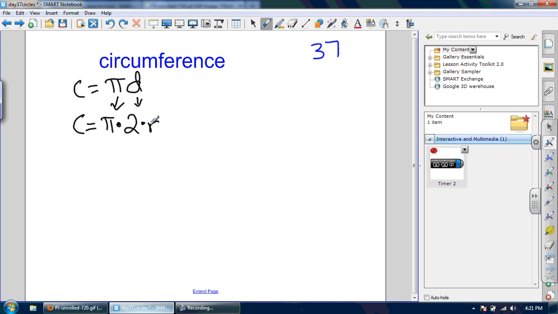Right? So this is correct, but usually the way we do it in math is they try to put the regular numbers first, and then pi, which will never change, so it's constant, come after 2 times pi, and then radius, we don't know, goes at the end.